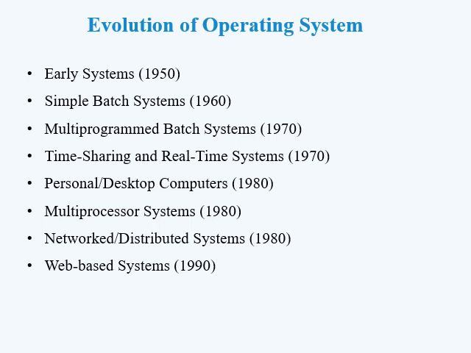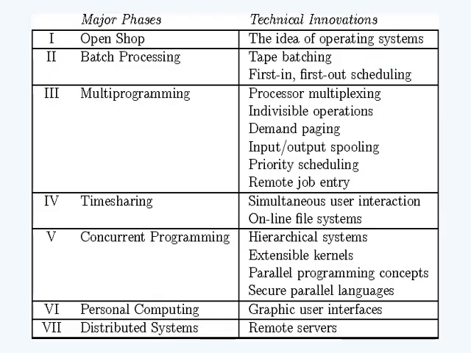In the 1980s, the operating system for personal computers, multiprocessor systems, and networked or distributed systems was introduced. While in the 1990s, the web-based operating system was introduced. Now we will see all the evolution one by one. We can divide the evolution into seven major phases. Each phase we will be discussing in detail in our further slides.